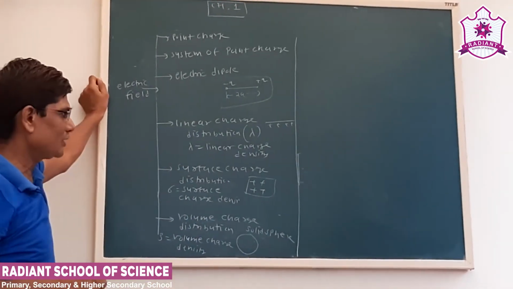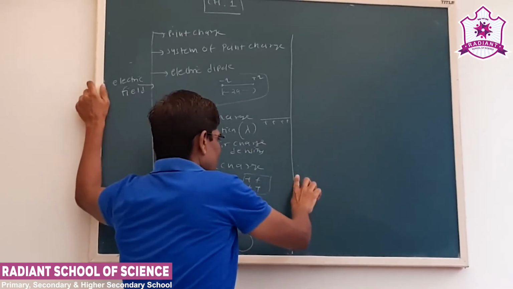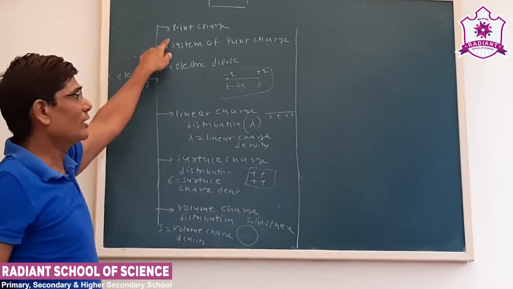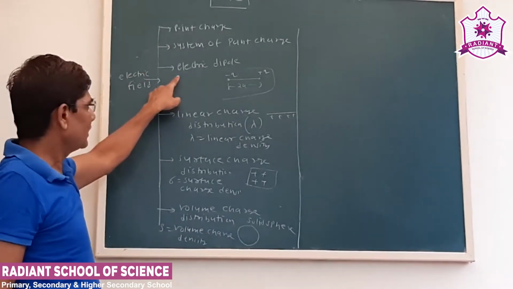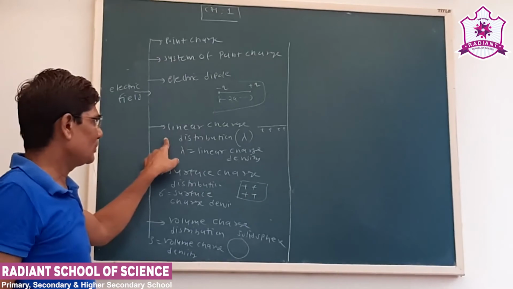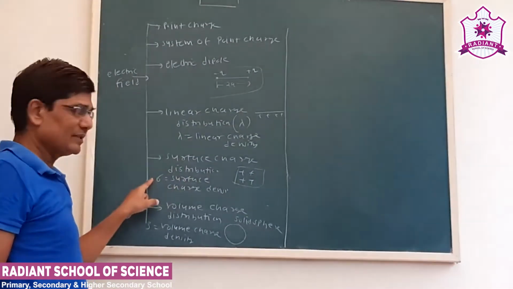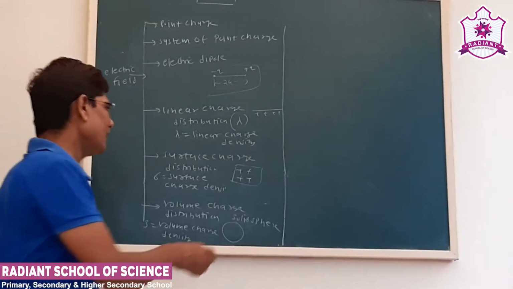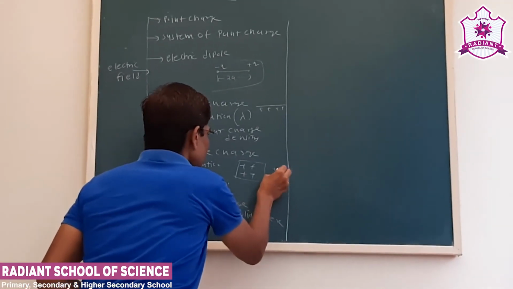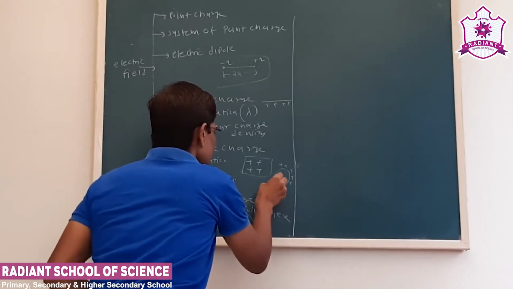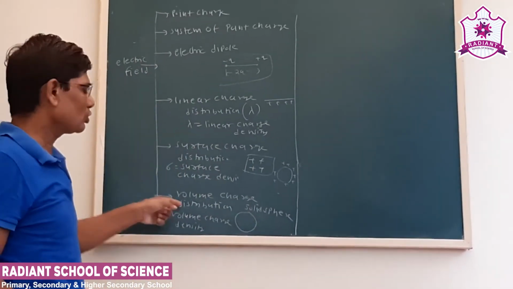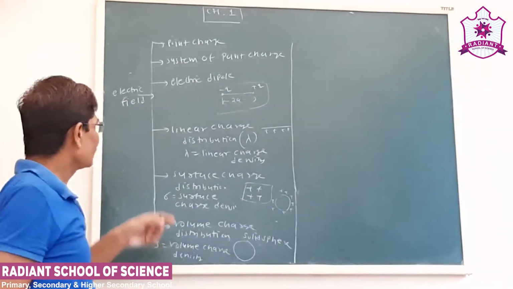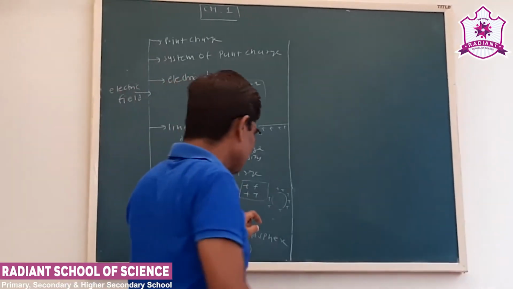Now these are the various combinations of the charge which can produce the electric field and force. First can be the point charge, system of point charges, electric dipole, linear charge distribution, that is denoted by lambda, surface charge distribution in which we have a surface charge density. We can have a hollow sphere also, and we can have a solid sphere which gives the volume charge density. Now we start with the first one. This can be asked in a 2-mark question.